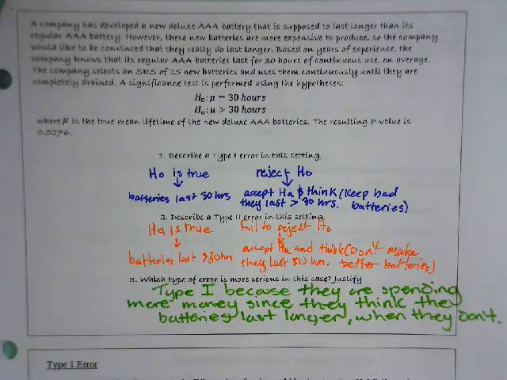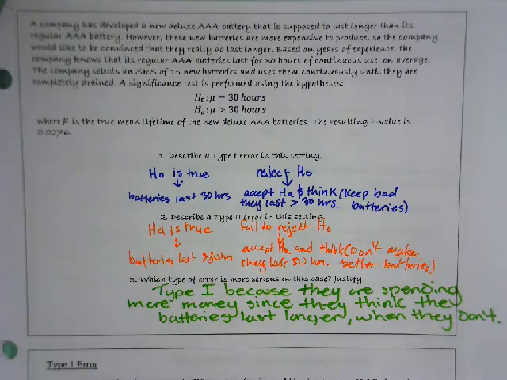Type 2, HA is true, the batteries last more than 30 hours, but we fail to reject the null and accept the null, and think that they last 30 hours. So we were making better batteries, but we don't think they're really better, so we don't make them.